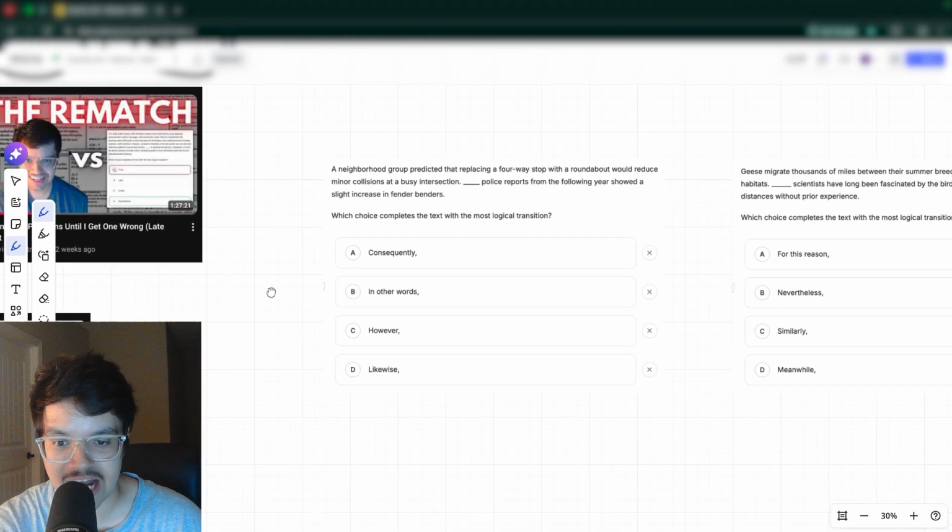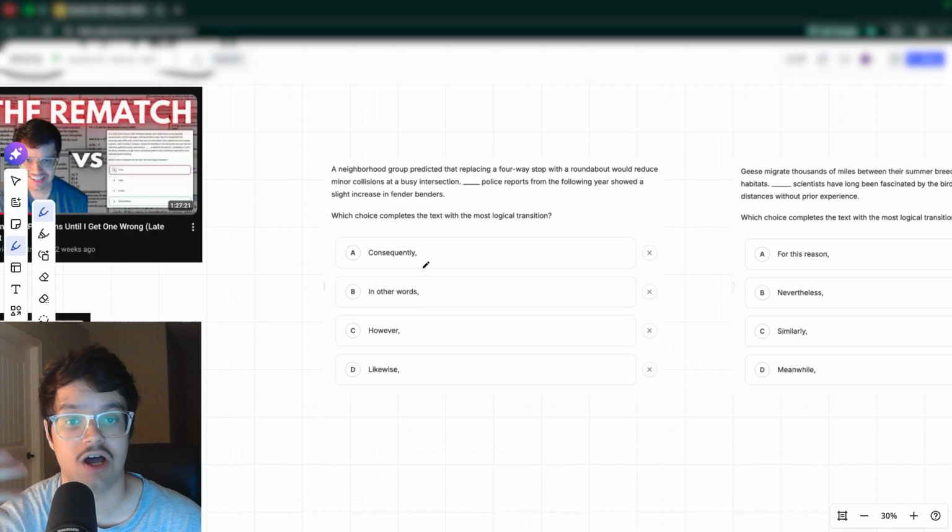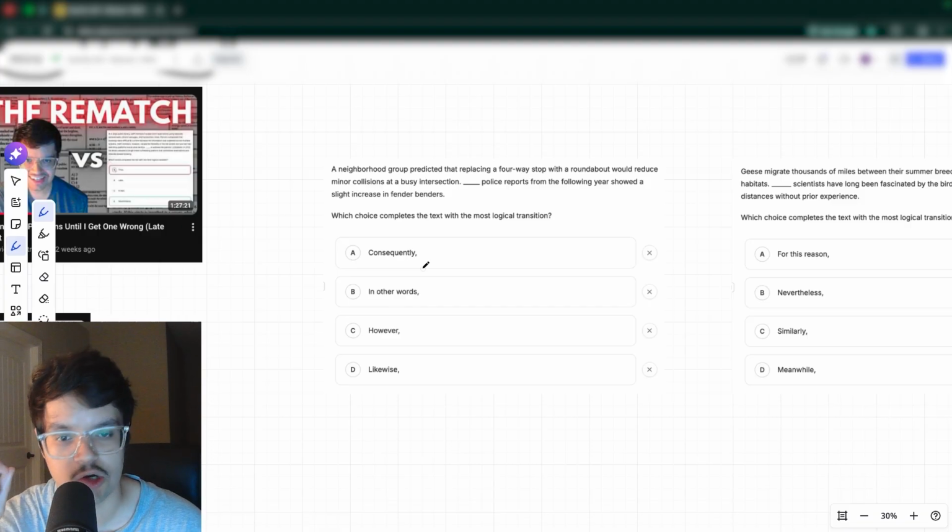Now, just to define it, a transition question is something that looks like this. You have 4 choices that are all different transition words, like however, likewise, consequently. And they typically appear after the grammar questions on the SAT. So about question 20 to 25 of the reading module, you're going to see these. It always varies how many transition questions there actually are. Sometimes there are a lot, sometimes there's only a couple, but there should always be at least one.